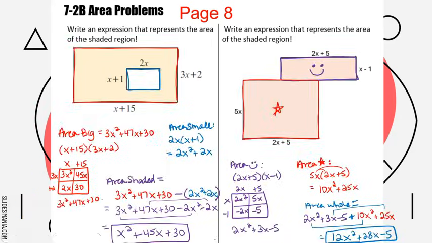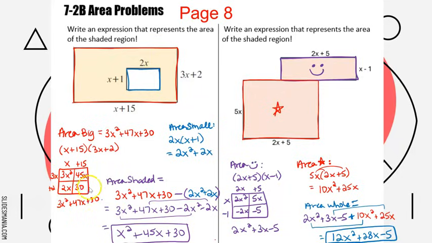All right, so if you look at these two, I have the answers down below. So the answers are in the rectangle. But if you look at the process, in the first problem, we are finding the area of the big rectangle. The area of the big rectangle is our base, x plus 15, times our height, 3x plus 2. So we set up a box, right?